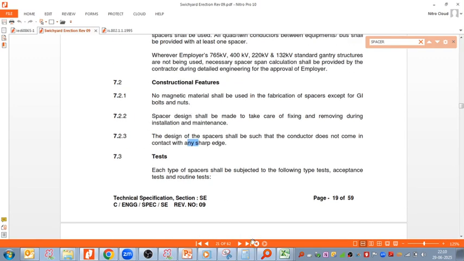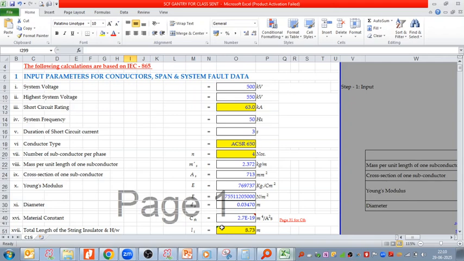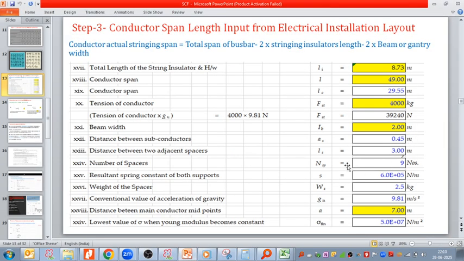Now, back to the calculation again. So, number of spacers. Then here, the resultant spring constant of both supports, it is 6 into 10 to the power 5. This value I am taking from 60865. In 60865, they have mentioned this spring constant.